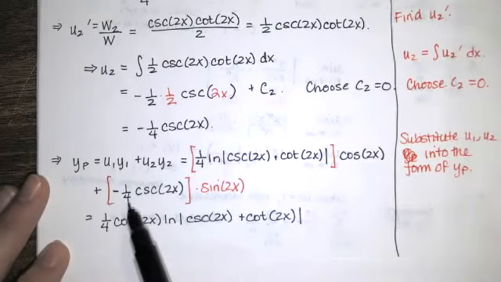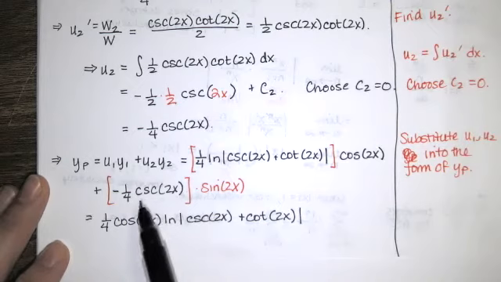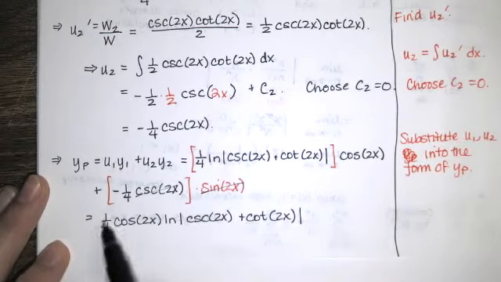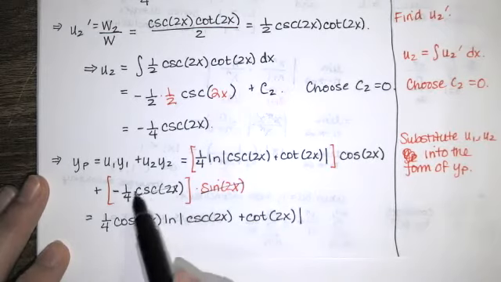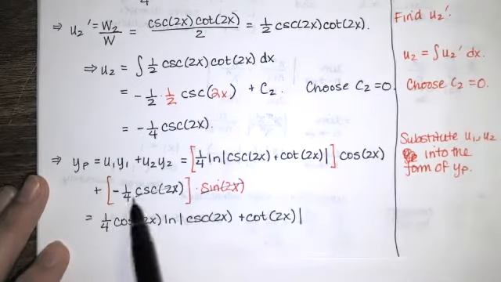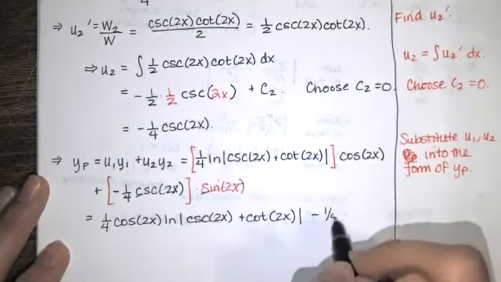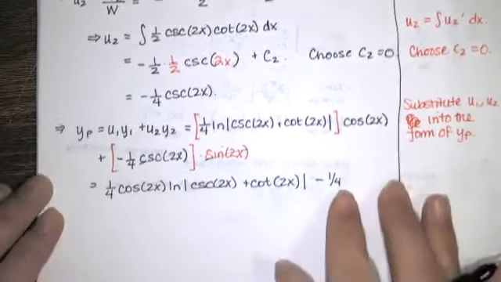And I'm doing that, and I'm adding this to it, but cosecant of 2x is actually 1 over sine of 2x. So when you multiply those together, you just get a 1. So I have this expression here minus 1/4 times 1. So that's my y sub p.